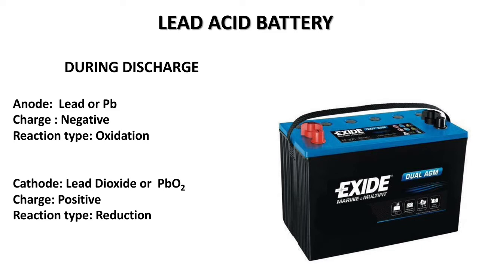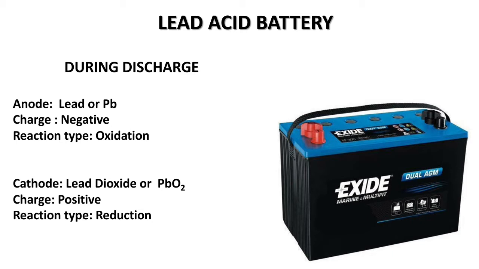The two electrodes are the anode and the cathode. The anode is the negatively charged electrode, and it is made up of lead. The reaction type is oxidation, which is the loss of electrons. Whenever there is a loss of electrons on an electrode, that electrode will be the anode.